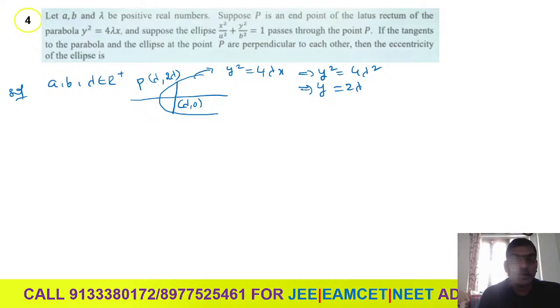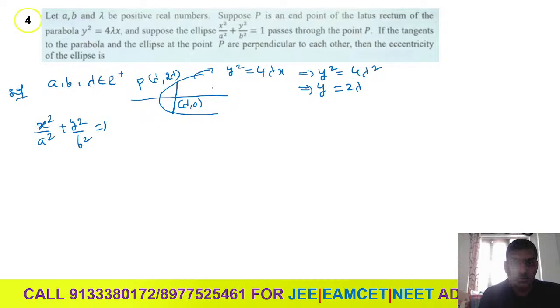P is an endpoint of a latus rectum of the parabola y square equal to 4 lambda x. And suppose the ellipse x square over a square plus y square over b square equal to 1 passes through the point P. So this ellipse is passing through this point P.